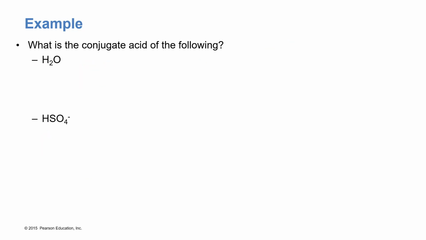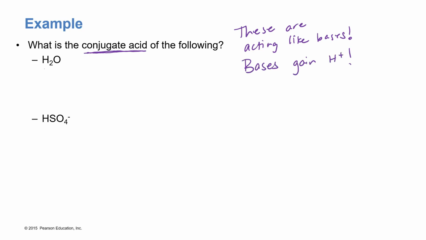All right, what is the conjugate acid of the following? So here we have water, and if we're wanting to find the conjugate acid, that means that these are acting like bases. And so bases gain hydrogen. So we're going to add an H+ to all of these. So if this gains a hydrogen ion, then it becomes hydronium. And if this one gains a hydrogen ion, then it becomes H2SO4.